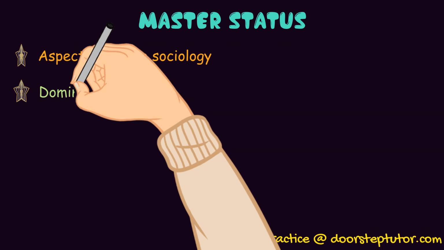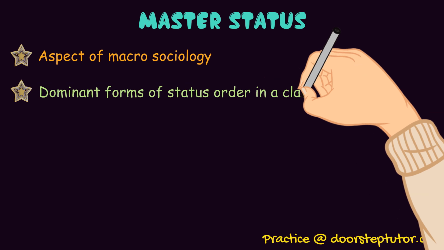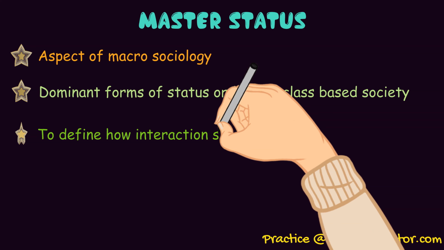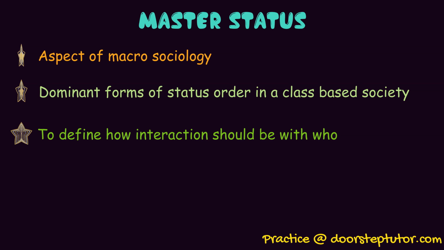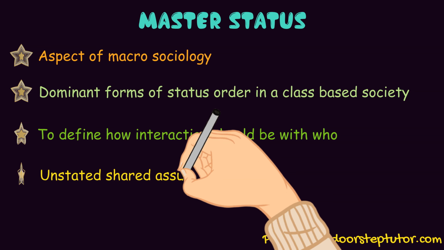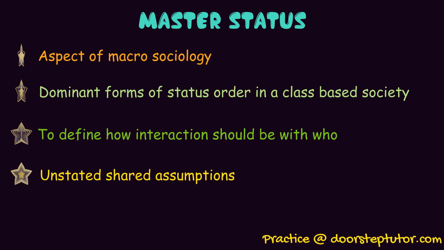There are very many dominant forms of social status and status order in a class-based society. You know how in many societies women are told that by virtue of being a woman, there are a lot of things that you should not do, and there are a lot of things that you should do. So there are a lot of unstated assumptions, and there is a clear definition. Everything is defined: how the interaction should be and with whom.